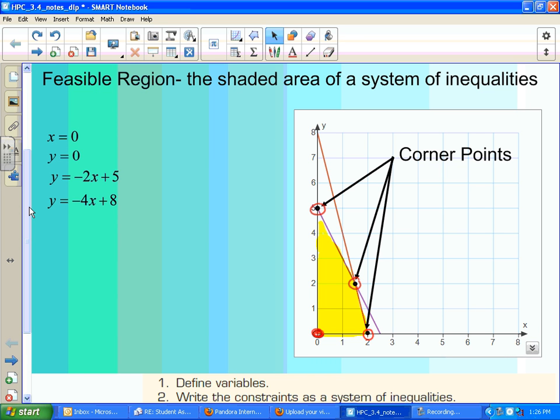Why would one of our constraints have to say something about X? Let's say X is referring to a hybrid bike. Why would one of our constraints have to say that X must be greater than or equal to 0? Why do you think that would? Yeah. I can't produce negative bikes. If I were doing that, I wouldn't make any money, right? And it's not possible. I can't produce negative bikes.